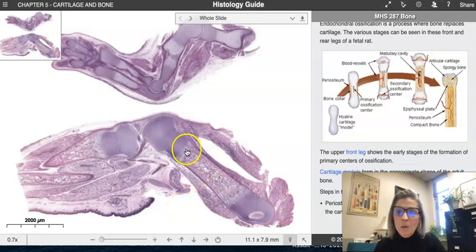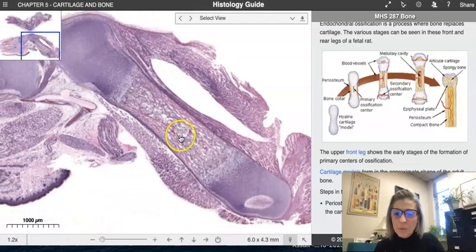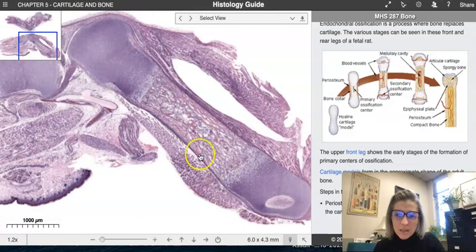And so if we were to zoom in here, let's just use this one. We can pull this one up. We can already start to see that there is a difference.